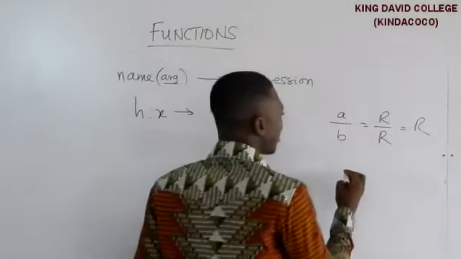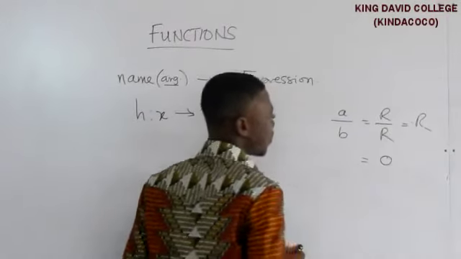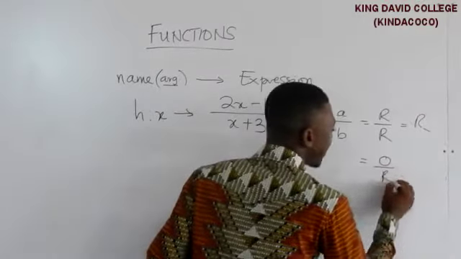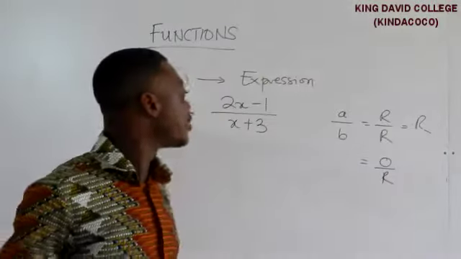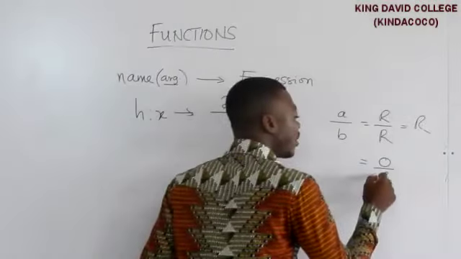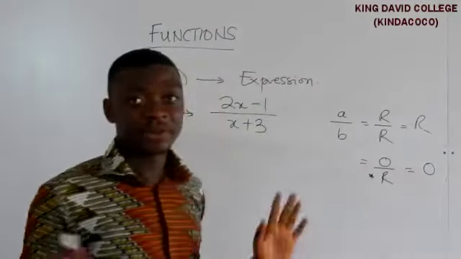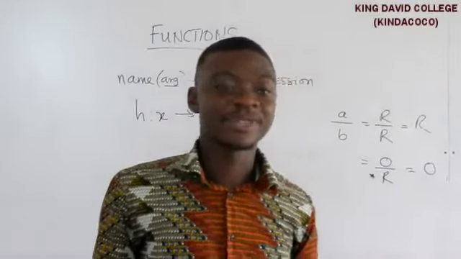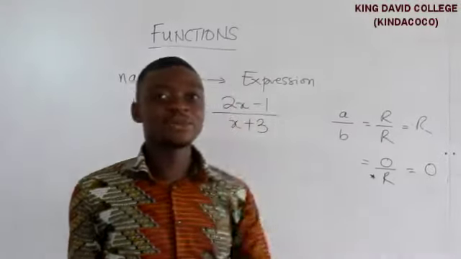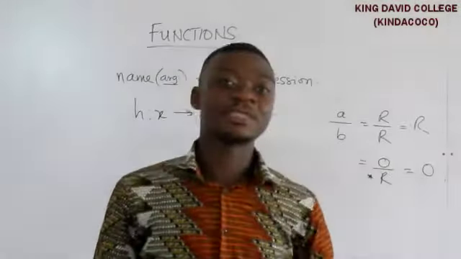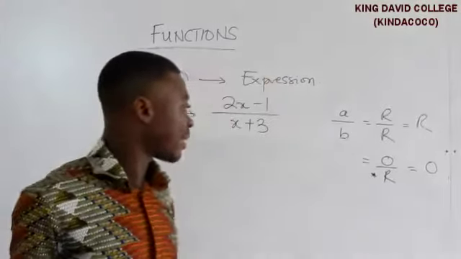Then, also, if you have a fraction and the numerator is 0 and the denominator is a real number, then we don't care about the value of the denominator. The answer will always be 0. That's how fractions behave. Provided the numerator is 0, the answer is going to be 0. Fine, that is the second property.